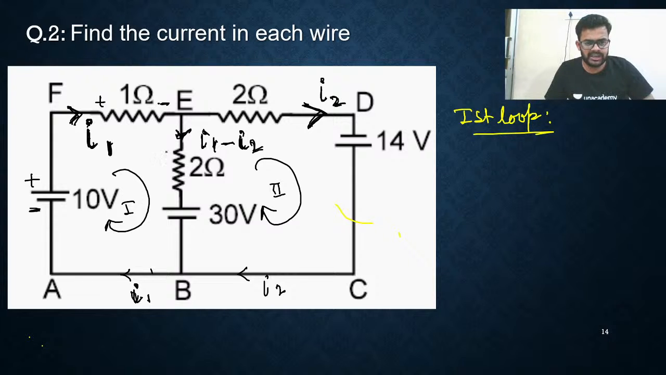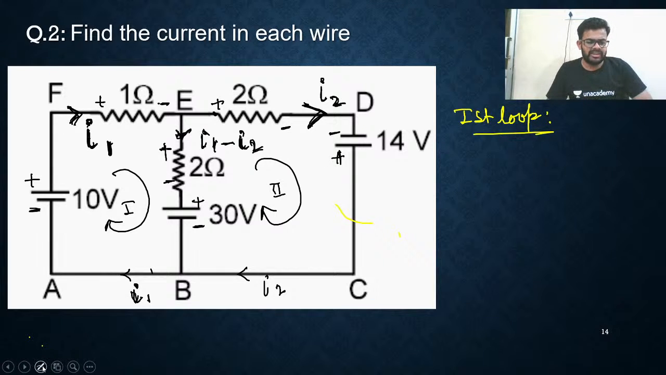Here current is entering. Positive sign, negative sign, cell. Positive, negative. No problem. Here also current is entering, so this is positive, this is negative, and this is the negative terminal, positive terminal. That's all. Now we can solve it very easily.